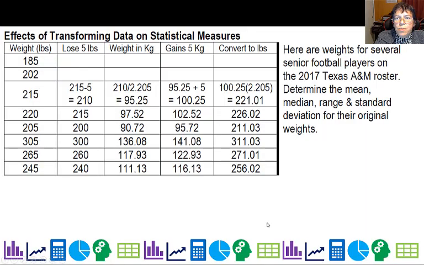So one last thing that we're going to look at is the effect of transforming data. So first we're going to start with some of the 2017 Texas A&M football players. Here are their actual weights. And I'm going to determine some statistics for them, including the mean, the median, range, and standard deviation for their original weights.